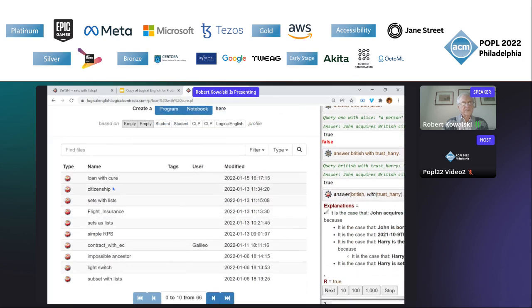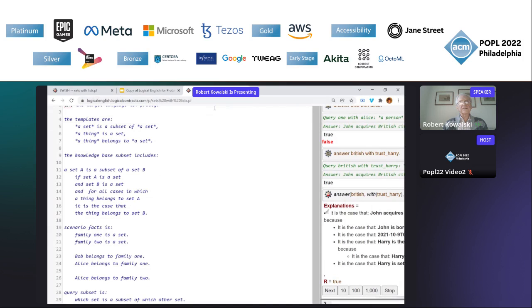So clicking on the plus, we have that loan example, the citizenship example, another wonderful example, the sets example, where you can have what looks like the classic definition of subset. A set A is a subset of a set B if A is a set, B is a set.